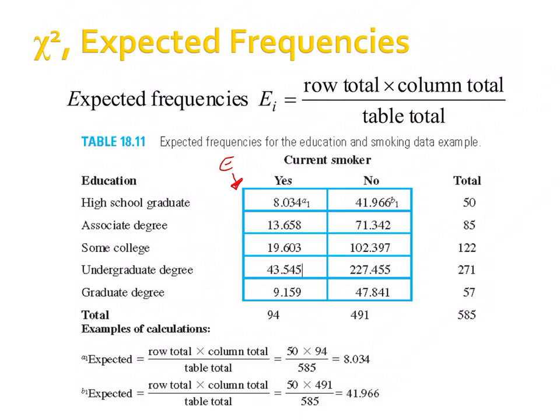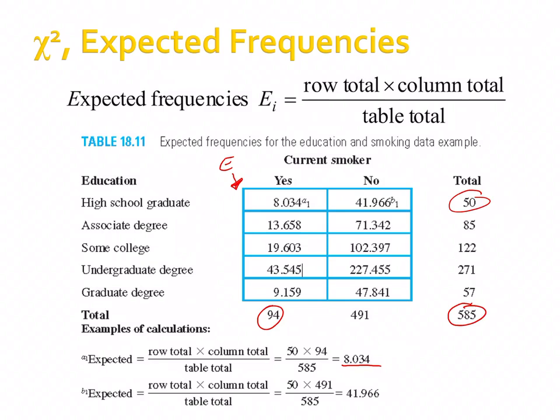So this table here is our expected values. When we find our expected values, we take the row total times the column total divided by the table total. Once again, here's your table total, and so we want our row total of 50 times the column total of 94 divided by the table total. So when we take 50 times 94 divided by 595, you get 8.034.